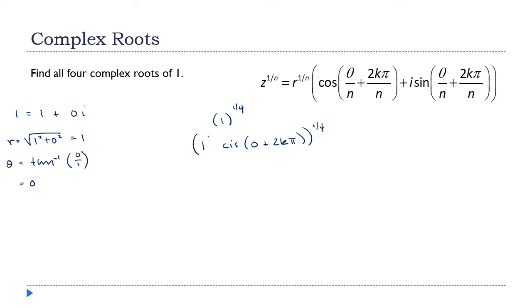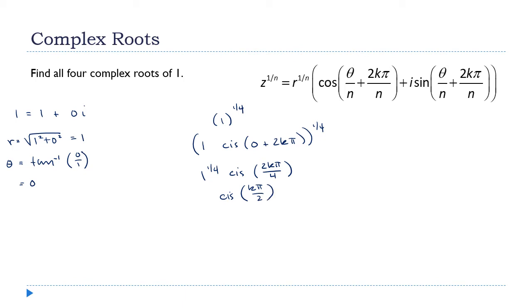I'm going to go ahead and put this plus 2k pi here, to the 1/4. Oops, sorry, I got ahead of myself. Just 1 cis of 0 plus 2k pi, to the 1/4. Now use our formula. This is 1 to the 1/4 cis of 2k pi times 1/4, which is 2k pi divided by 4, and 1 to the 1/4 is just 1. So this is cis of k pi divided by 2.